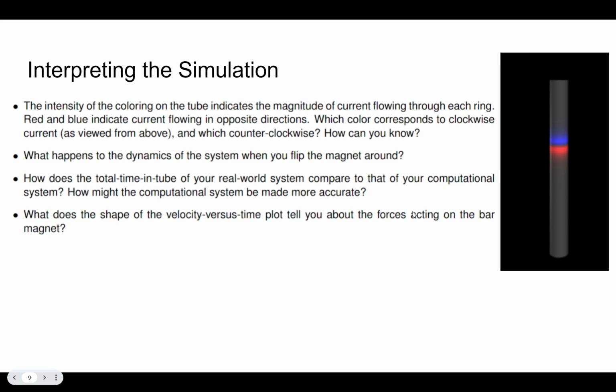And if you use the right-hand rule, you can find those clockwise or counterclockwise directions. What happens to the dynamics of the system when you flip the magnet around? Not much. You just flip the current and you flip the clockwise and counterclockwise directions. But other than that, not much happens. It still resists the fall. How does the total time in tube of your real-world system compare to that of the computational system? Right, it's 1.612 versus 1.79.